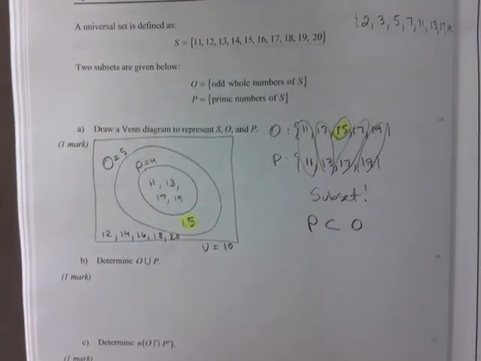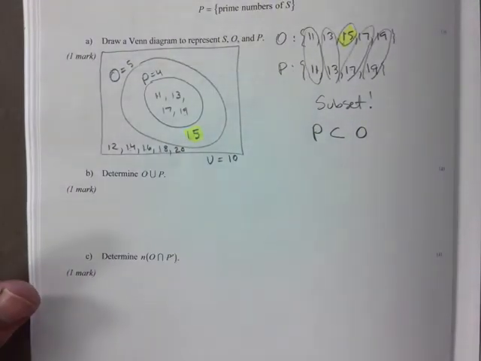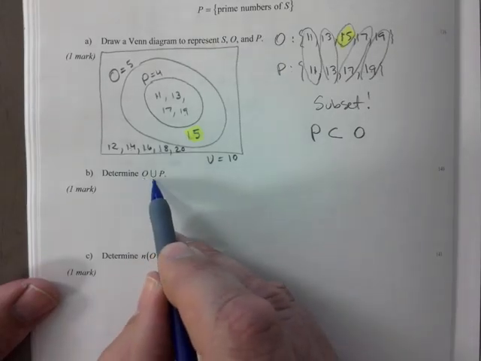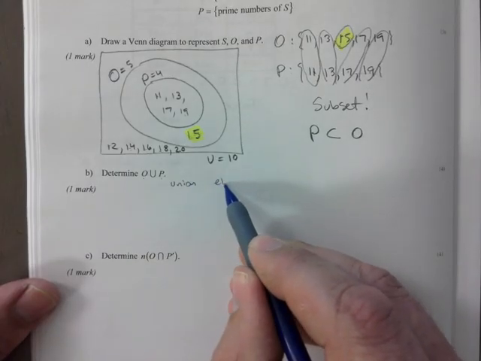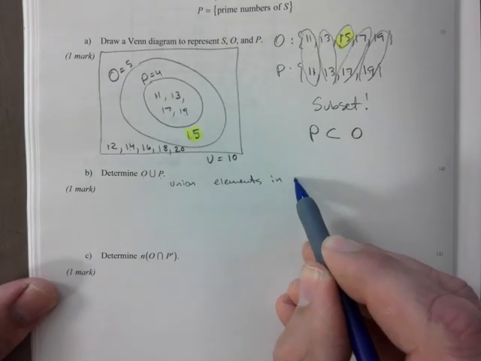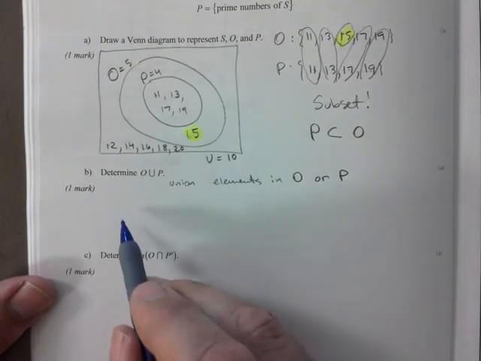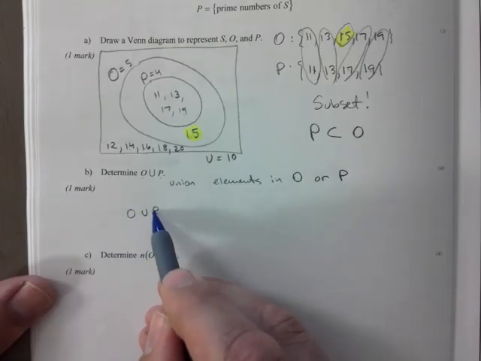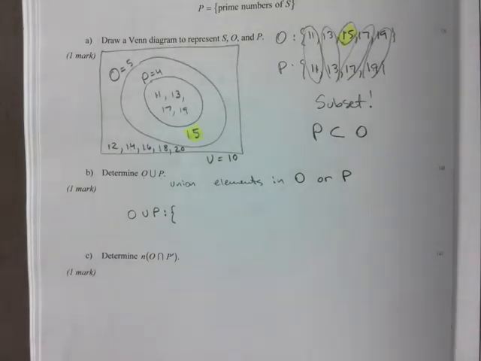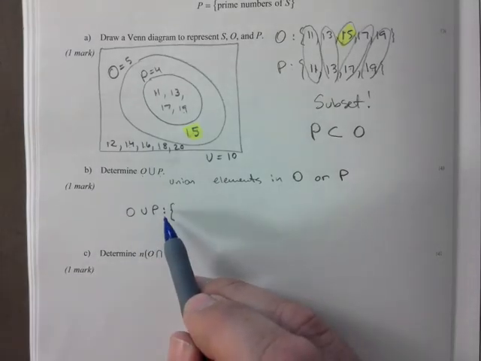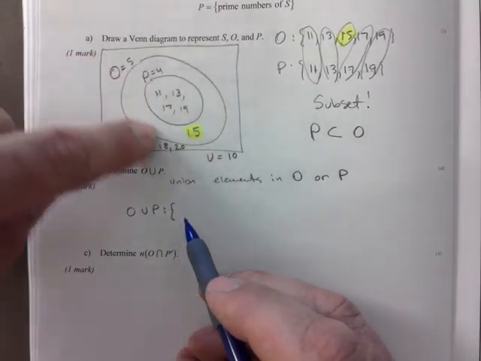And so this is one of those where they give you each individual element. You're supposed to put it where it belongs. Determine O union P. Union means elements in O or P. So you're actually supposed to write them out like this. One more question, ladies, then we're good. O union P, that would be all of them combined.